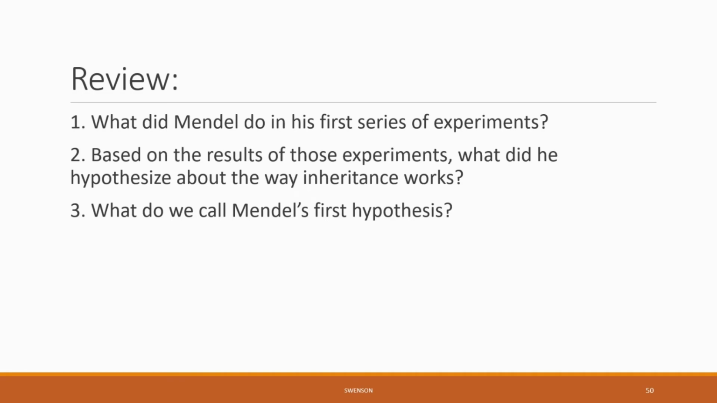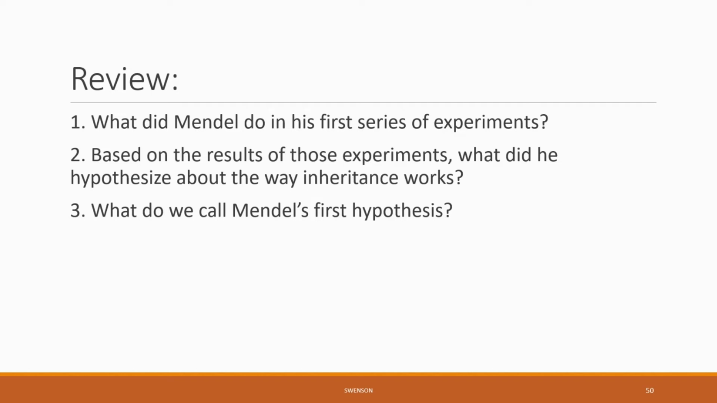Let's review. So this is what we learned. Number 1, what did Mendel do in his first series of experiments? He selectively bred true breeding peas to create an F1 generation, and then counted the ratios, and then bred the F1s with each other to make an F2 generation.